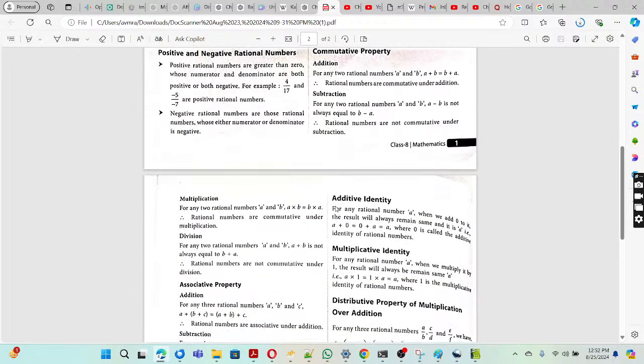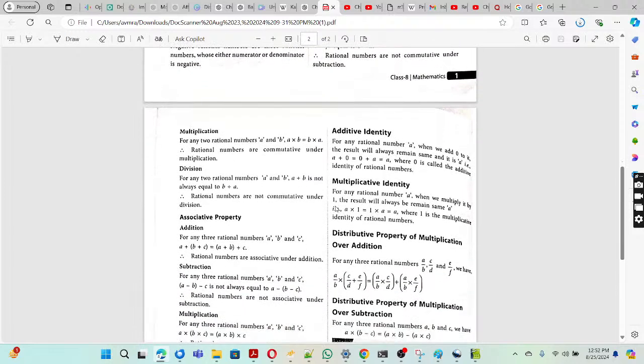Multiplication: for any two rational numbers a and b, a into b is equal to b into a. It is commutative under multiplication. Division is not: a by b is not equal to b by a, right? Division is not commutative. So you need to remember these properties, get the understanding, and practice it very well. We will also explain with examples in the upcoming sessions, but just remember these.